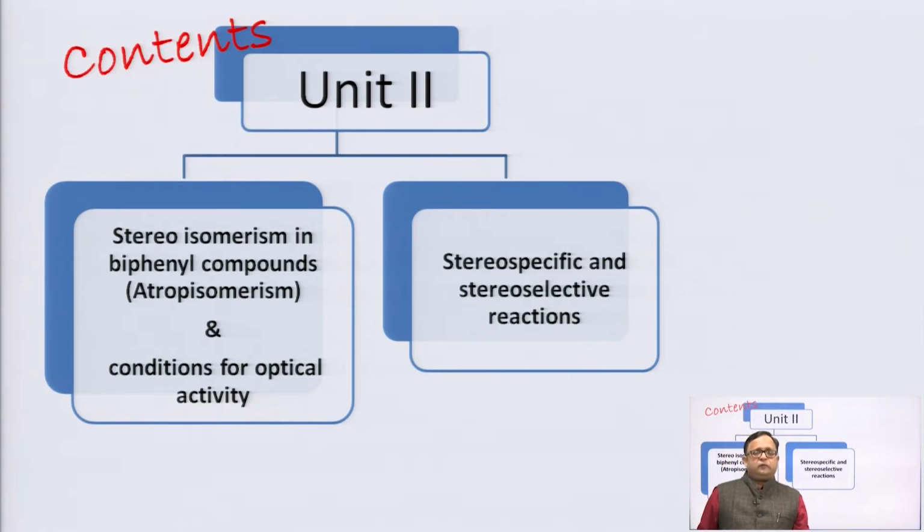In part 3, we have to go for discussion of stereoisomerism in biphenyl compounds, that is called atropisomerism, and what conditions are required for optical activity, meaning how biphenyl compounds exhibit atropisomerism and what conditions are required. That we have to see in this part. And in part 4, we have to go for stereospecific and stereoselective reactions.